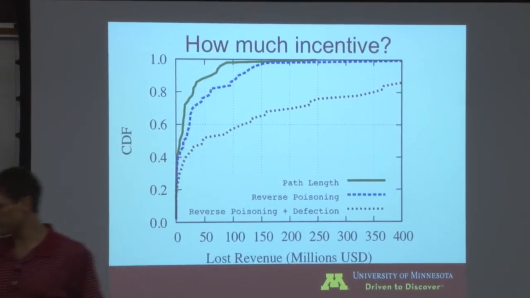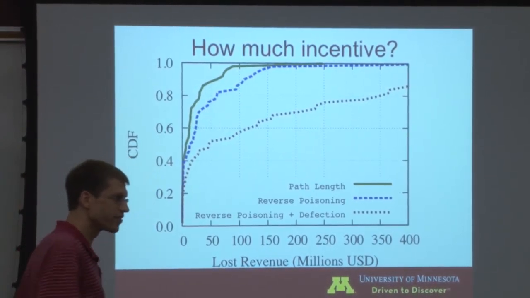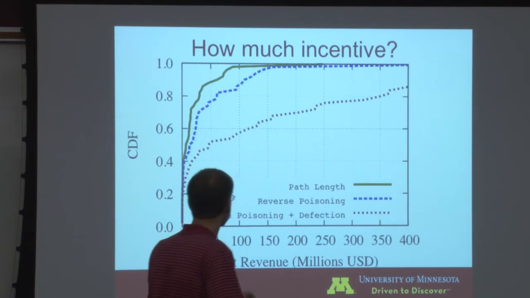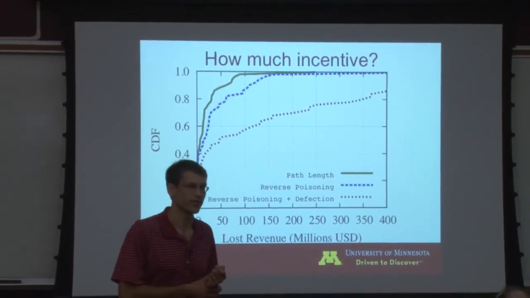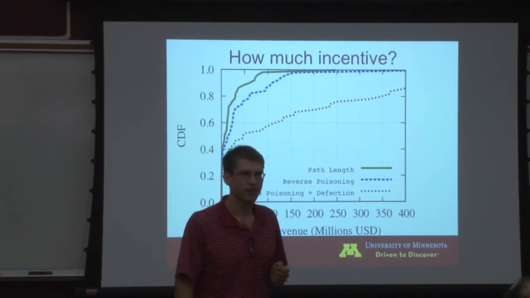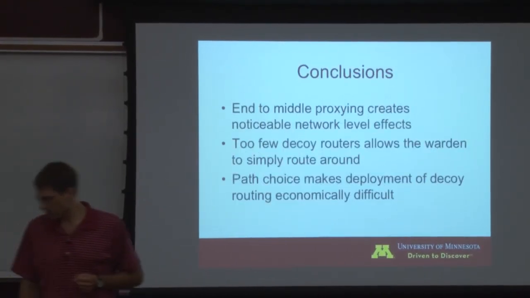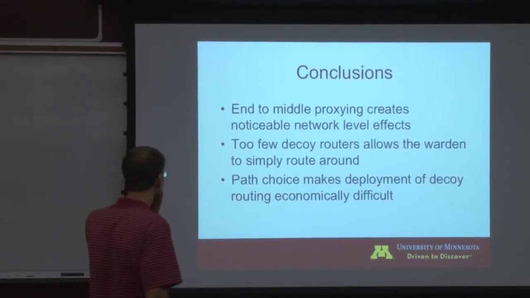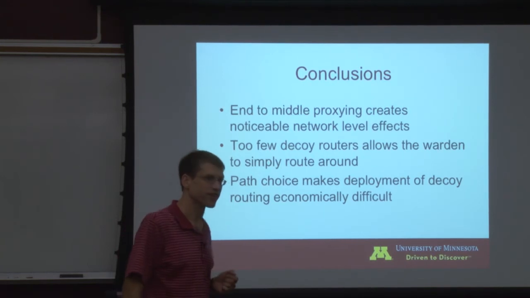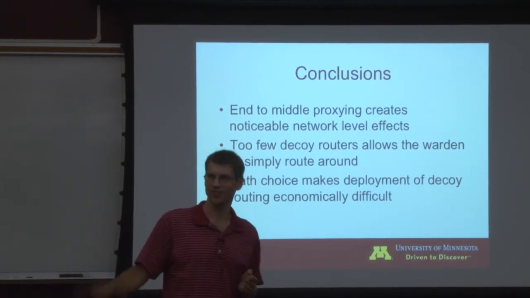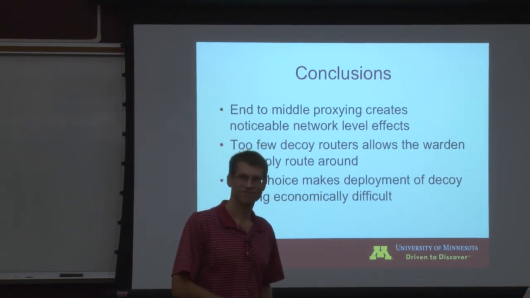So that means that there are these real economic barriers to getting purely economically motivated ISPs to deploy these decoy routers. All right. It took me a lot longer to explain than I thought it would, so I won't talk about the other stuff I was going to talk about. Thanks.